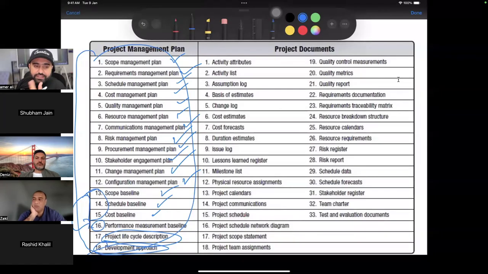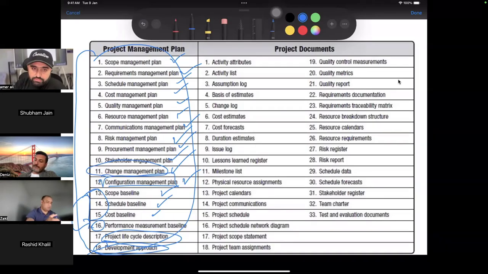Similarly, the schedule baseline is the schedule of the project, and the schedule management plan describes how it is managed. So basically, we use the scope management plan to prepare a scope baseline and the schedule management plan to prepare the schedule. Changes in the project will be handled by the change management plan, but changes in the product will be handled by the configuration management plan.